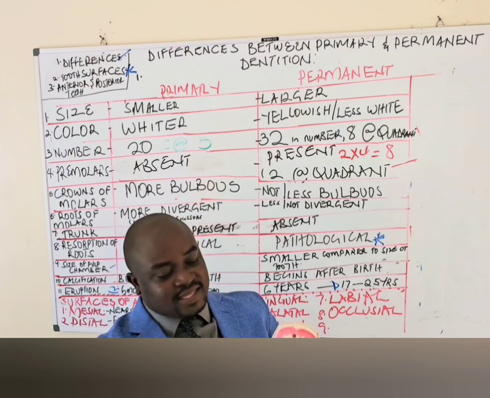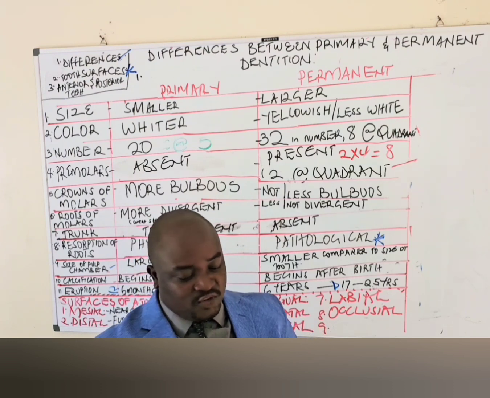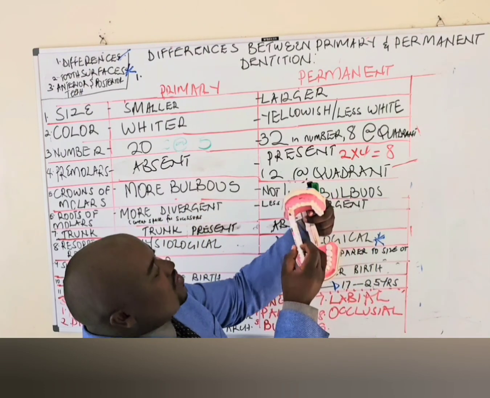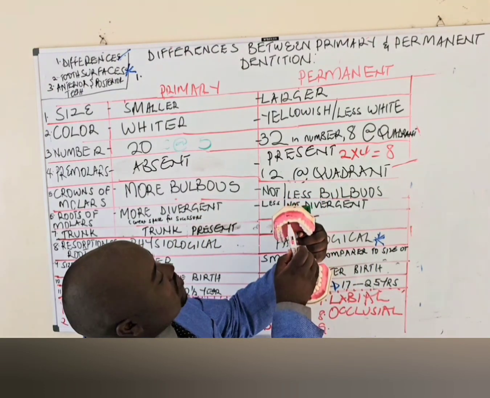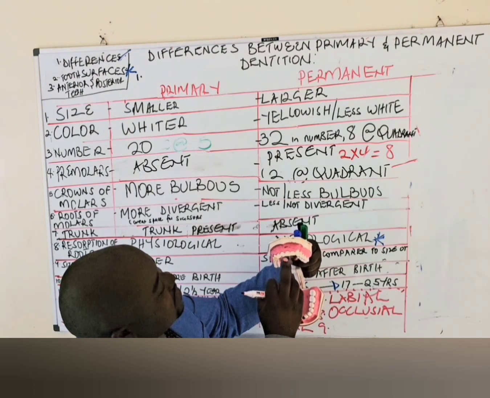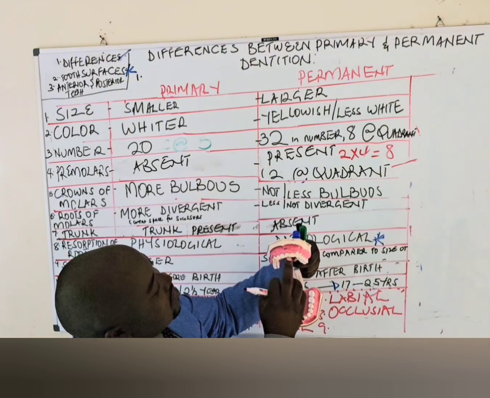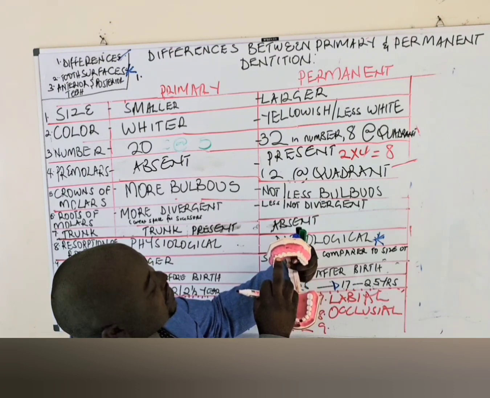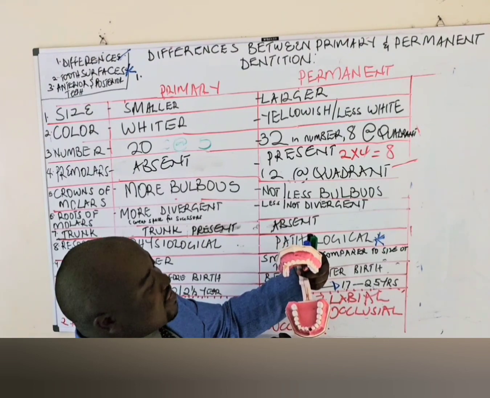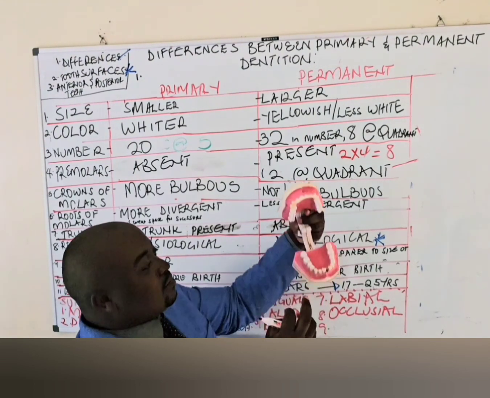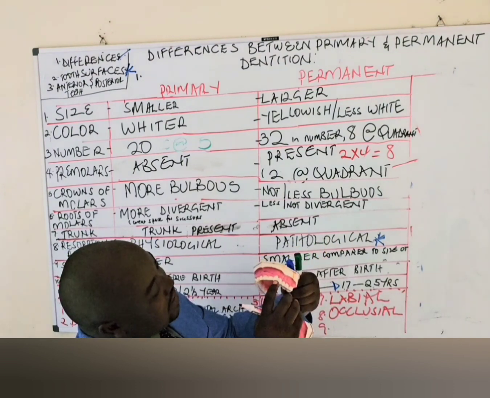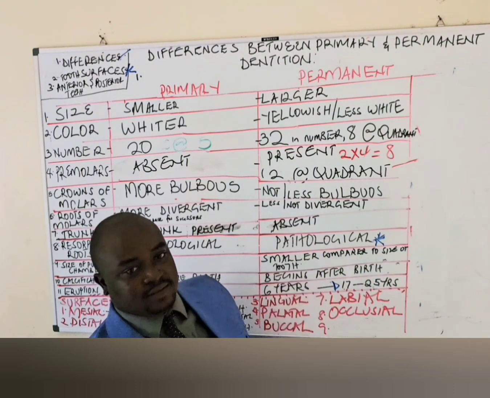canines. Incisors, these are the front teeth. This is a front tooth. This is an incisor. Central incisor, lateral incisor. Central incisor, central incisor. Lateral incisor, lateral incisor. These are front. All these four are incisors, and we call them what? Anterior teeth. This is a canine and this is a canine. It is also what? An anterior tooth.